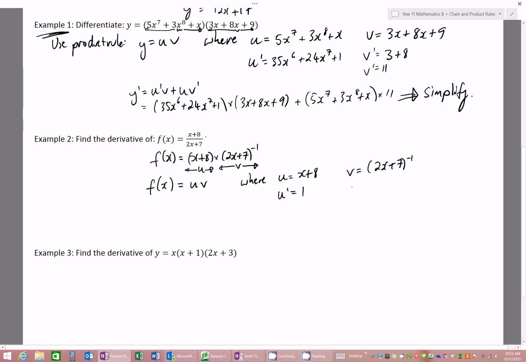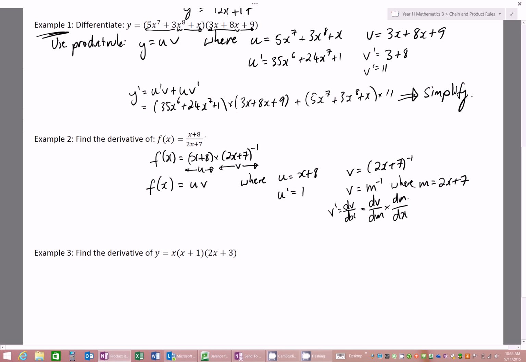I'm trying to find dv dx. I'm going to have to differentiate this using chain rule. So I'm going to write v equals m to the power minus 1, where m equals 2x plus 7. I'm just using chain rule with different letters. I'm after dv dx, or v dash. The way I'm going to find it using chain rule is dv dx, and put my m in the middle.